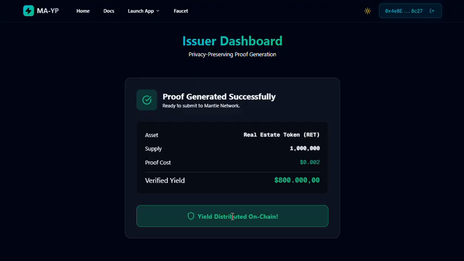On Mantle, this costs about $10 to $50 in gas. Traditional methods would need 10,000 transactions at $50,000 plus. We just did it for pennies. The smart contract verifies the ZK proof and stores the Merkle root. Distribution is now live. Now, let's switch to the investor perspective.